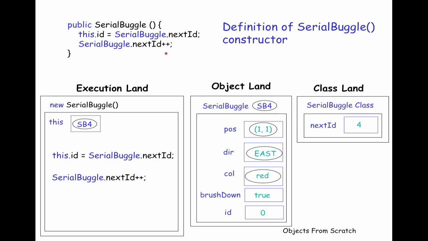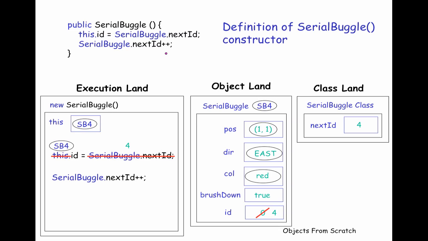Okay, so now we go off and execute the first statement in the body of the constructor method. We find that this is SB4. And we now look at SerialBuggle.nextID. That gets the class variable out of the SerialBuggle class. And we find that that value is currently 4. And so now we change the id value in SB4 from 0 to 4. So now the SerialBuggle SB4 knows that its id is 4.